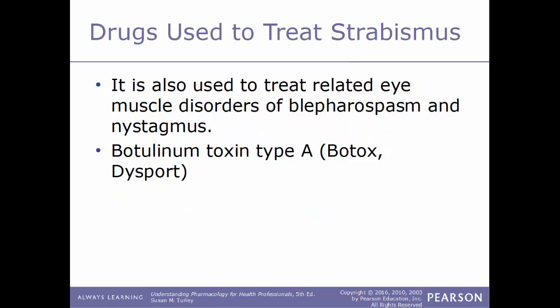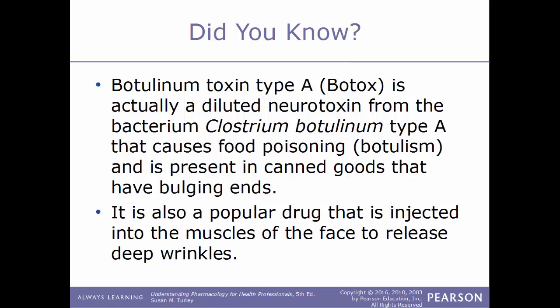It's also used to treat related eye muscle disorders of blepharospasms and nystagmus. An example of this kind of drug would be botulinum toxin type A, more commonly known as Dysport or Botox. And lastly, a did you know for this chapter. Botulinum toxin type A is actually a diluted neurotoxin from the bacterium Clostridium botulinum. And it's the same bacteria that causes food poisoning or botulism.